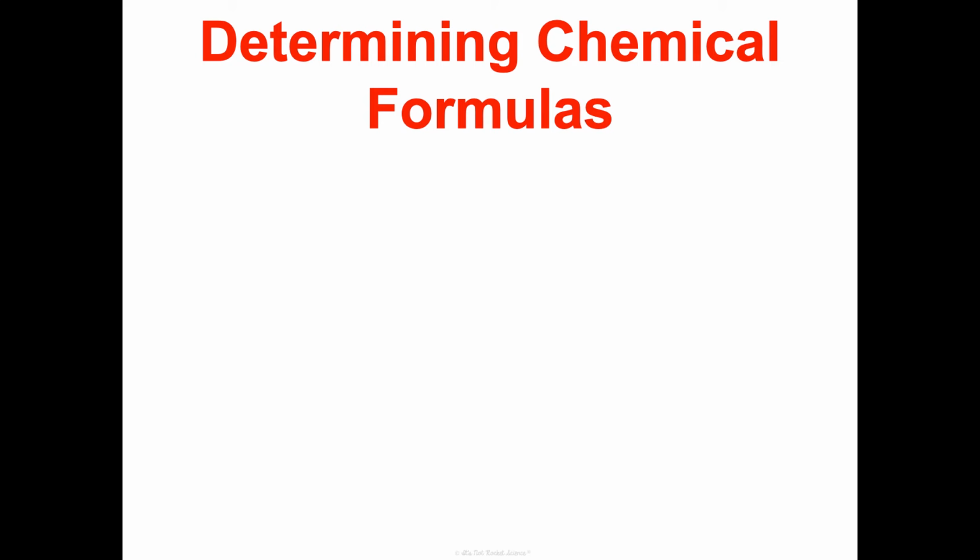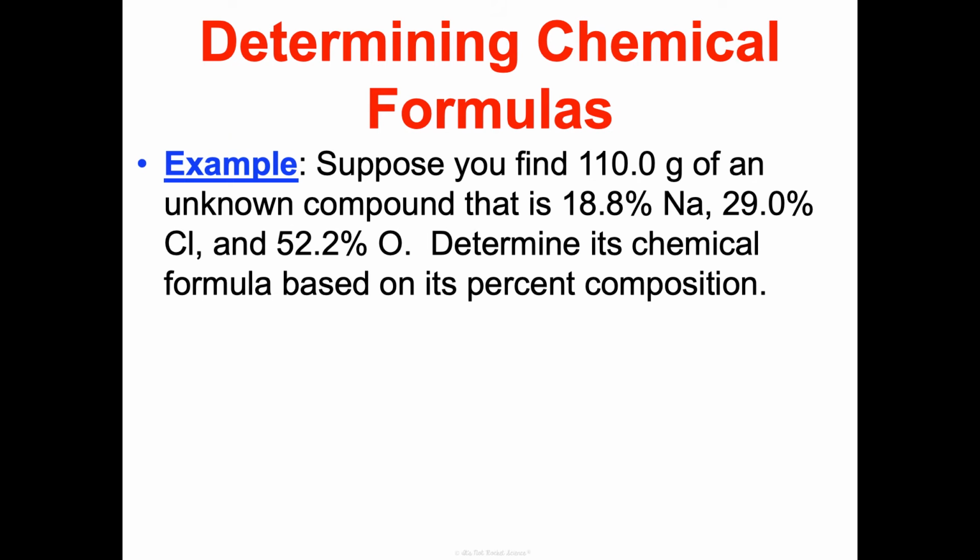Okay, well, sometimes you might get a situation like this, where someone tells you, hey, you've got 110 grams of an unknown compound. All we know is that 18.8% of it is sodium, 29.0% is chlorine, and 52.2% is oxygen. What's the chemical formula? How do I figure that out?